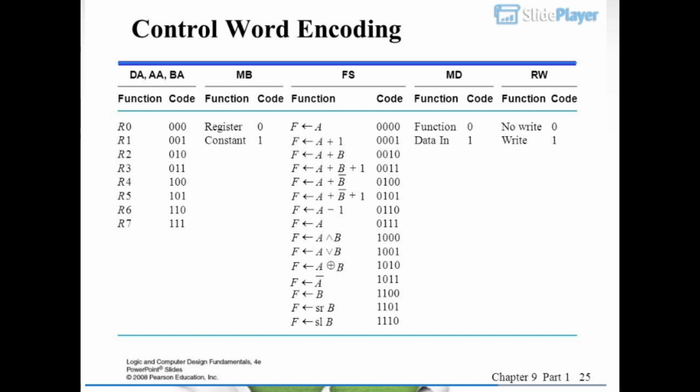Function codes: 0111 F = A; 1000 F = A AND B; 1001 F = A OR B; 1010 F = A XOR B; 1011 F = A'; 1100 F = B; 1101 F = shift right B; 1110 F = shift left B.